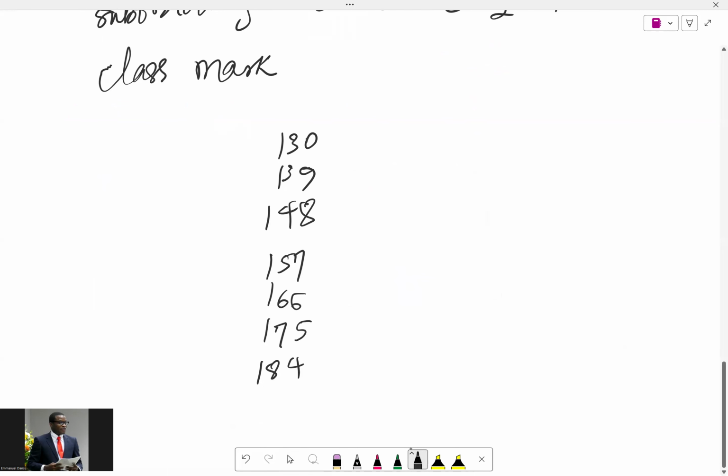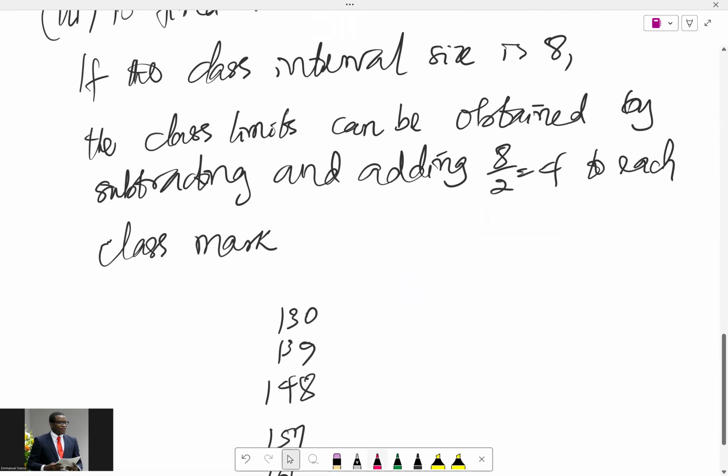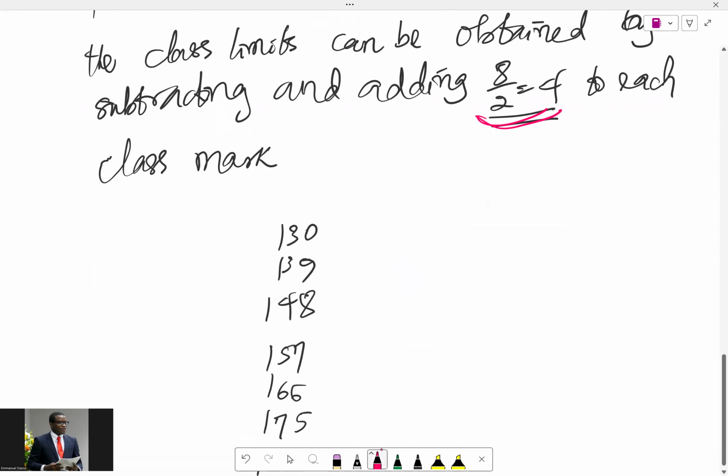So if that is what we have, we need to subtract 4 and add 4 to each value. So this is more like 130 minus 4 is 126, plus 4 is 134. Then here we have 139 minus 4, that's 135.